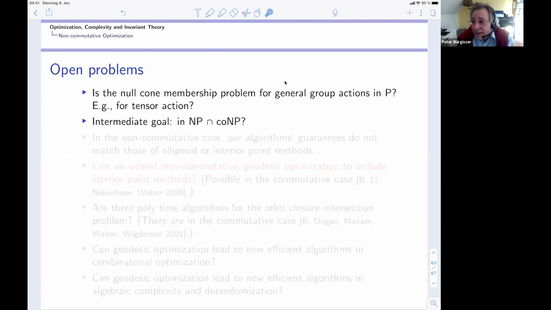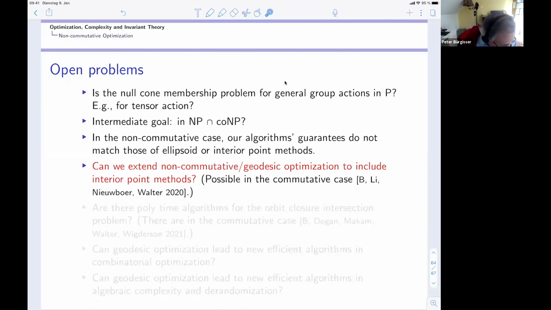Then we also notice that our first and second order methods, the guarantees they give, are not as good as in the commutative case, where, as I said, geometric programming, interior point methods, and ellipsoid methods give much better results. So the idea is, if you want to solve the first problem here, one direction is to extend interior point methods or homotopy methods in some way to this non-commutative geodesic setting. I think that's the biggest challenge. We know in the commutative case it is possible. So I think it's, in a way, the main problem.